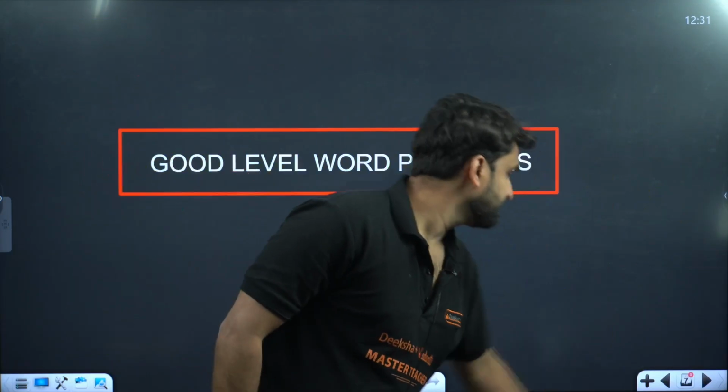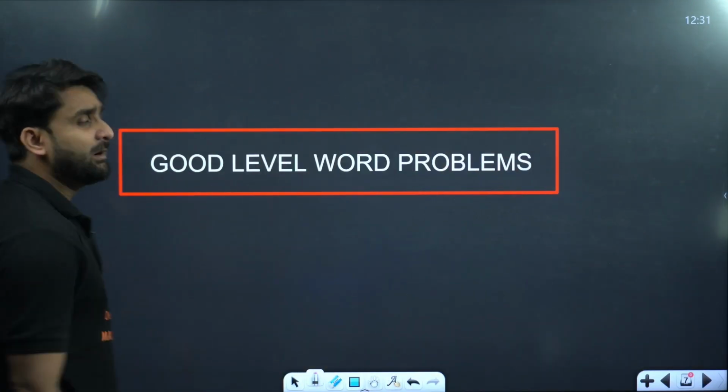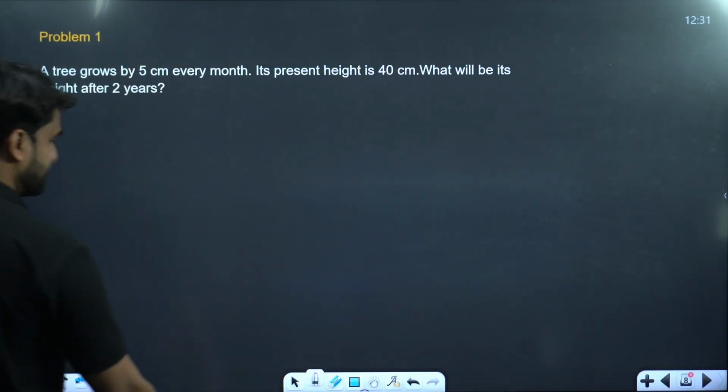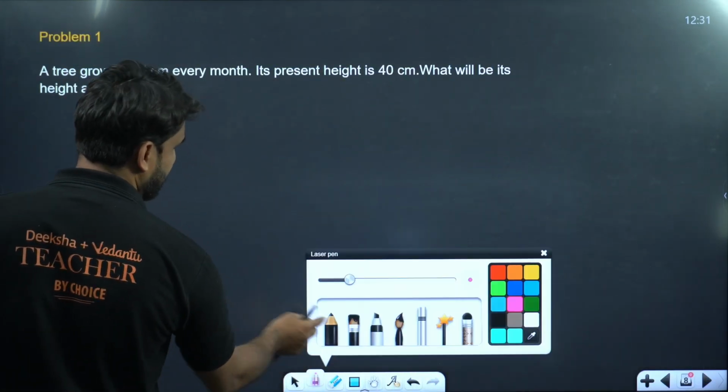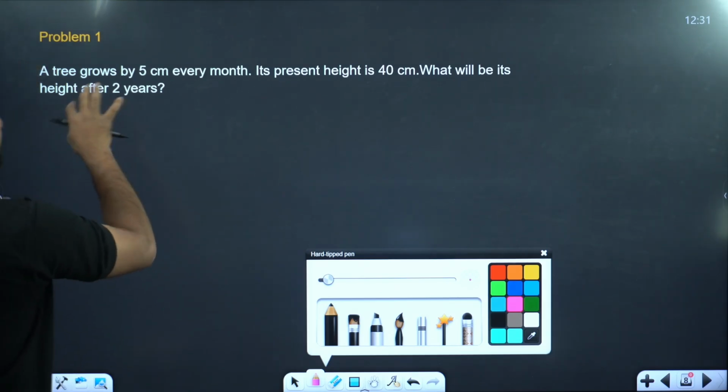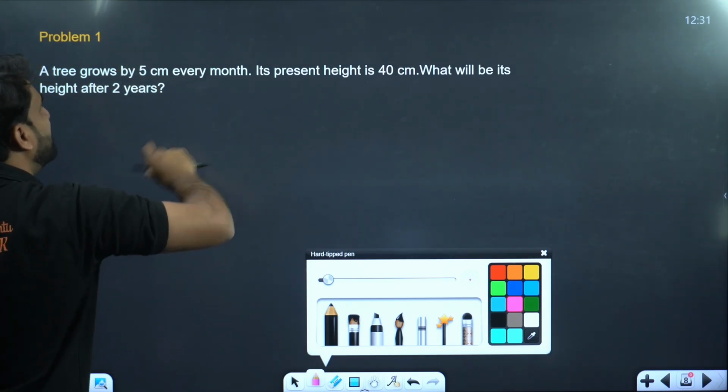Moving to next. Okay, now good level word problem questions. Let's do a few questions. The first question here is, a tree grows by 5 centimeter every month. There is a tree growing by 5 centimeter every month.